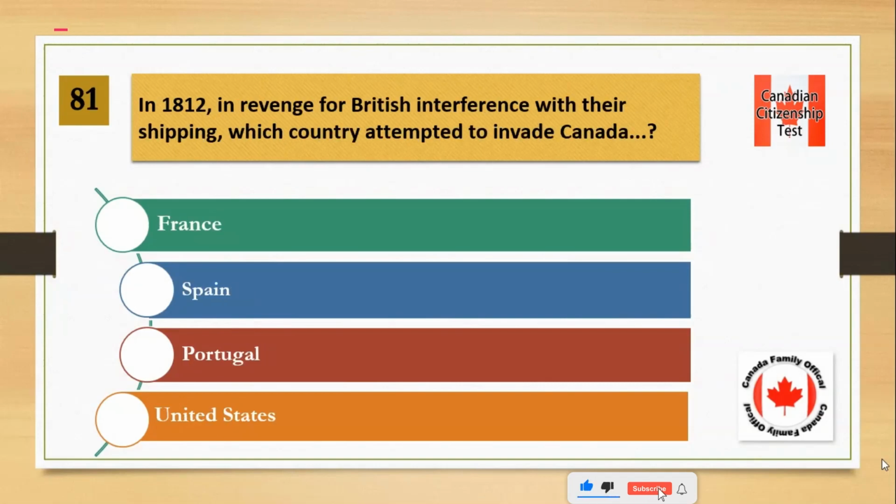In 1812, in revenge for British interference with their shipping, which country attempted to invade Canada? Number 1, France. Number 2, Spain. Number 3, Portugal. Number 4, United States. And the answer is United States.